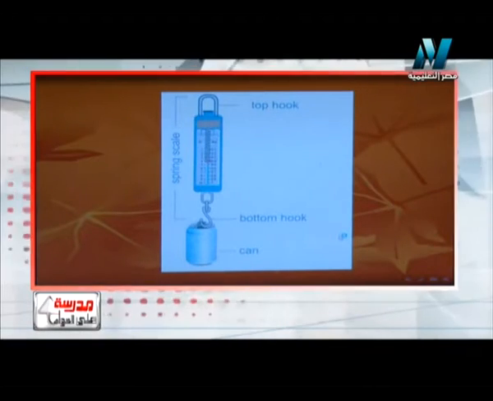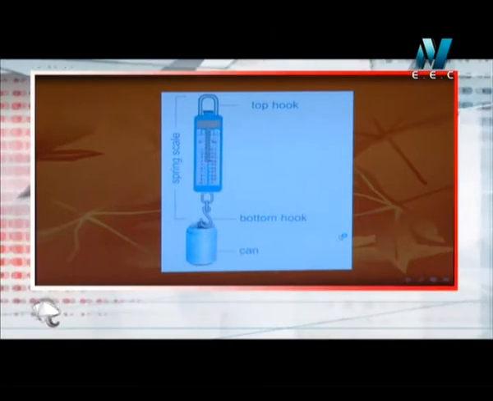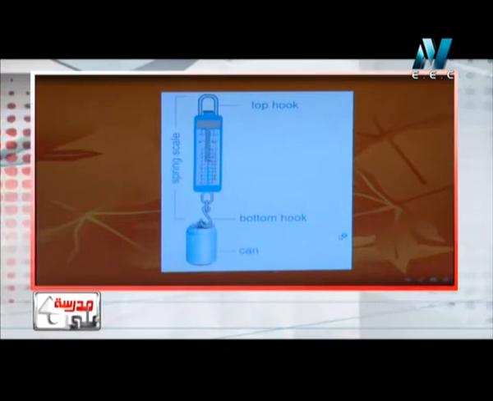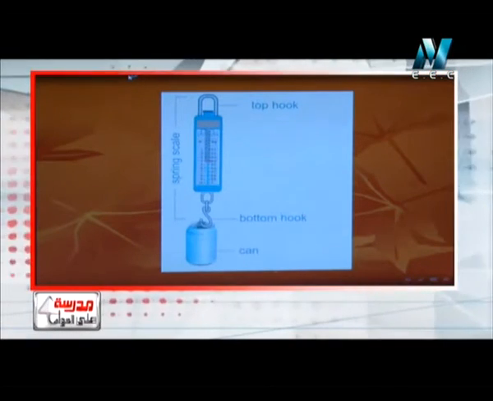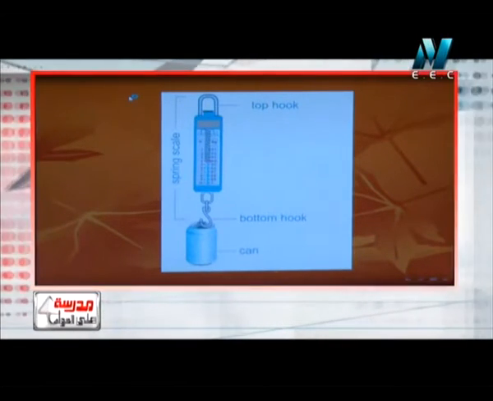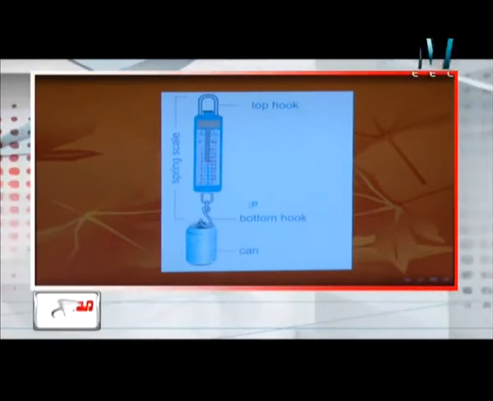Again, هنا بتكلم عن السبرينج سكيل، ده ميزان وحيد لقياس الوزن أو الويت. Spring scale is used for measuring weight.